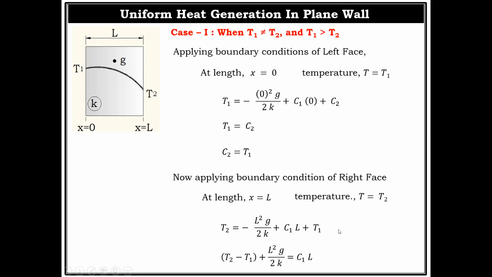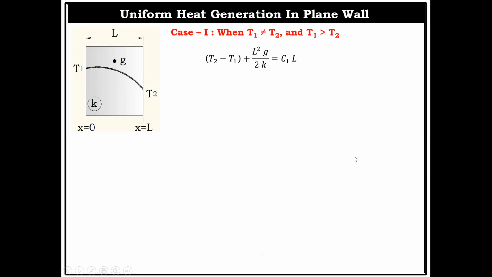Remember friends, we have found out the value of C2. Now we are going to find out the value of C1, and we have only two conditions: the left face condition, which we used to get the value of C2, and second, the right face condition, so we have to find the value of C1 in terms of other terms. So T2 minus T1 plus L square g upon 2k equals C1 L. Now shift this length, the thickness, to the other side, so we get the value of C1. C1 equals T2 minus T1 upon L plus, L square gets cancelled, so L g upon 2k. This is the value of C1.